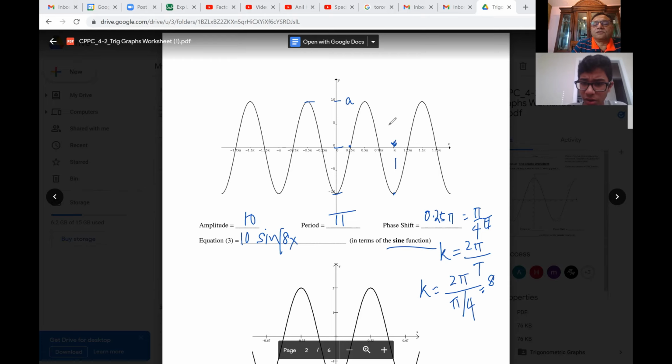No, sorry, it's 2, isn't it? Because your period is equal to 2 pi over b. So then your b value is... I just took the phase, you're right. Sorry, I read this as the phase shift. No, no, it's fine.